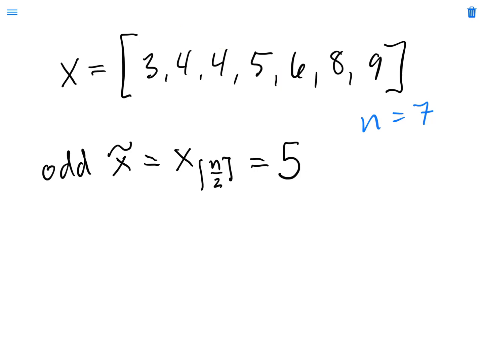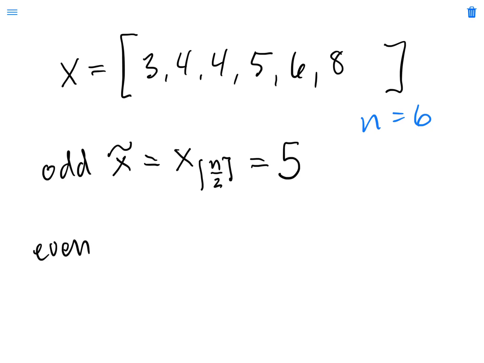Okay, so it's very easy if it's odd. And really that makes sense. We have 3 numbers on this side, and we have 3 numbers on this side. All right, so our median is right there in the middle. Let's see what happens when we have an even number. Let's get rid of the 9 and then say that our n is equal to 6.